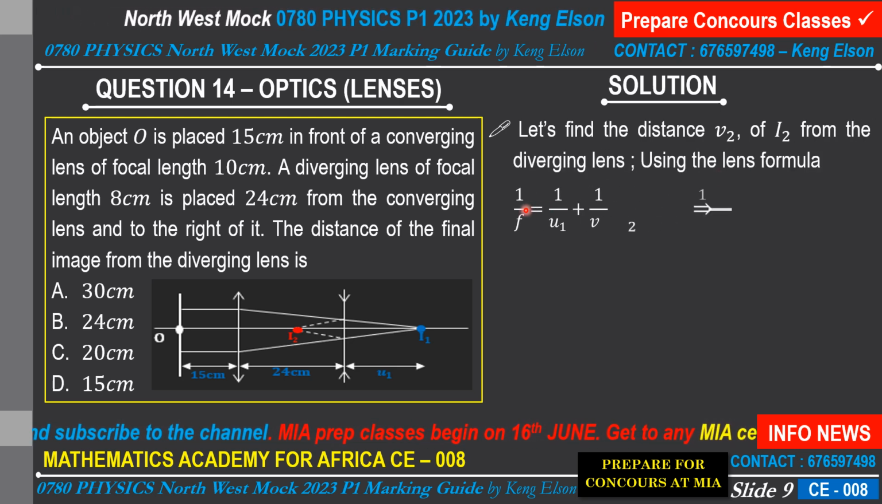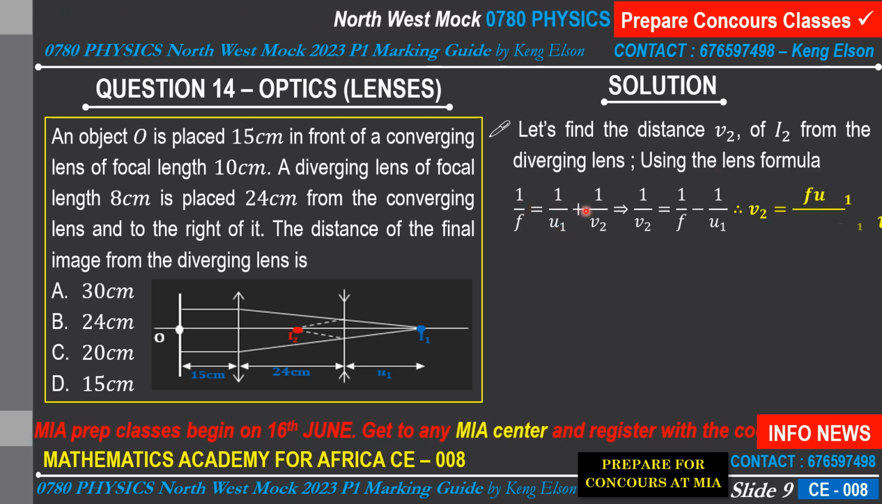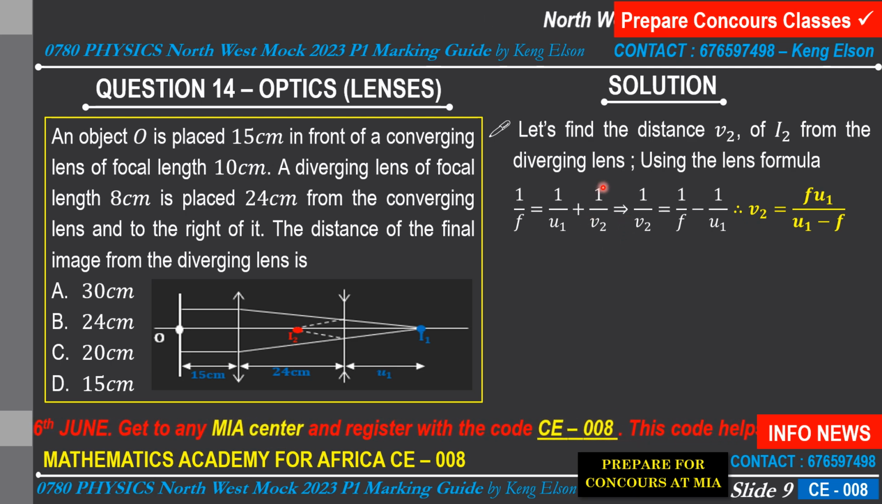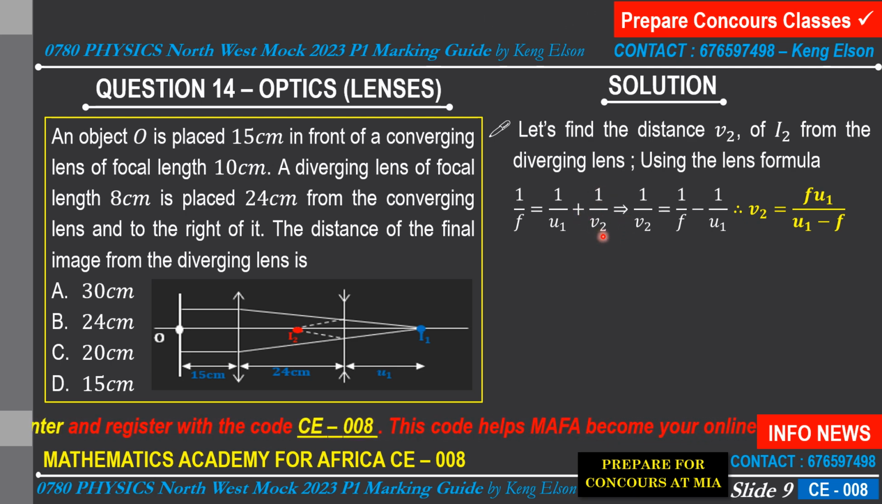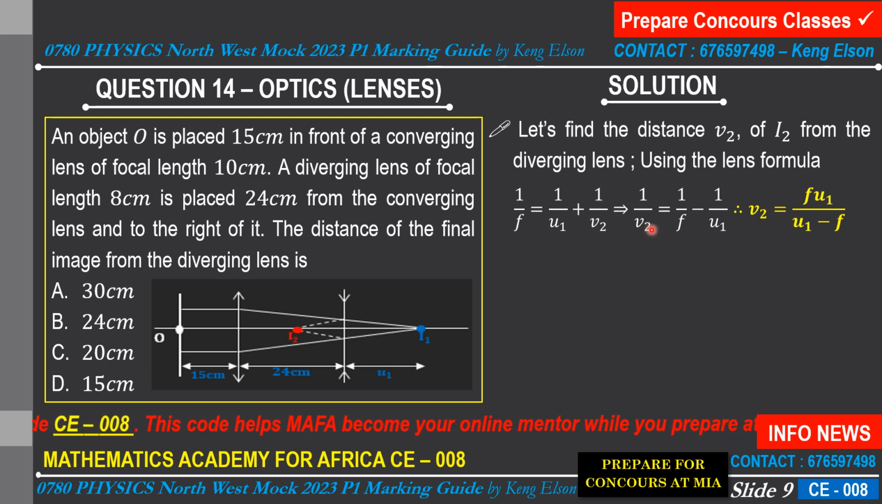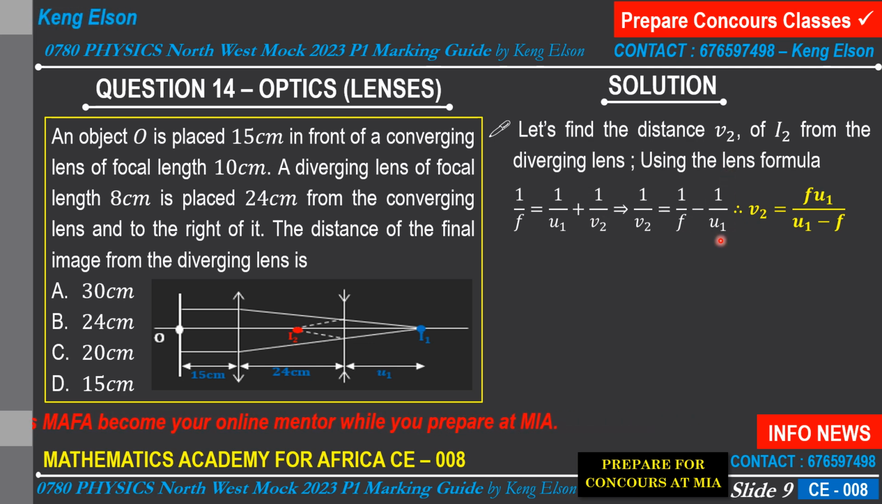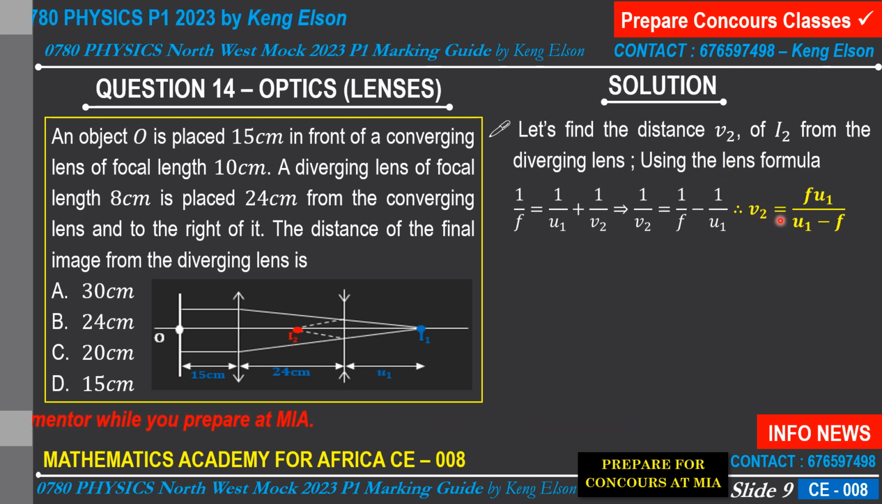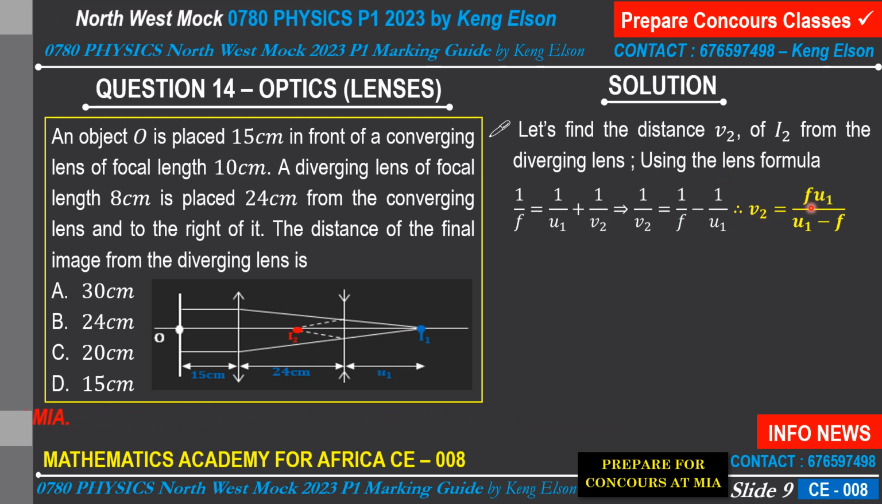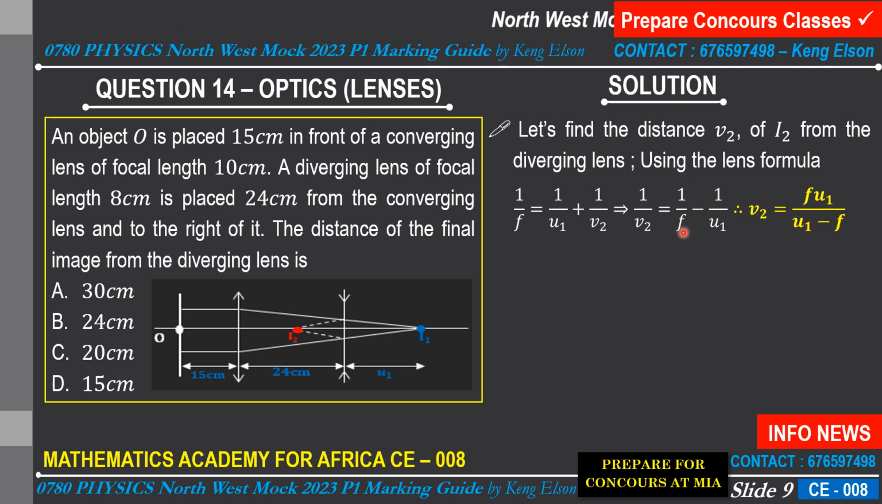Now having that in mind, we need to find that distance v2. So we know that 1/f is 1/u1 plus 1/v2, which means that 1/v2 is 1/f minus 1/u1. So my v2 will give me f times u1 divided by u1 minus f. If you simplify by taking the LCM, then you take the reciprocal, this is going to be v2. Now, what is u1 and what is f?